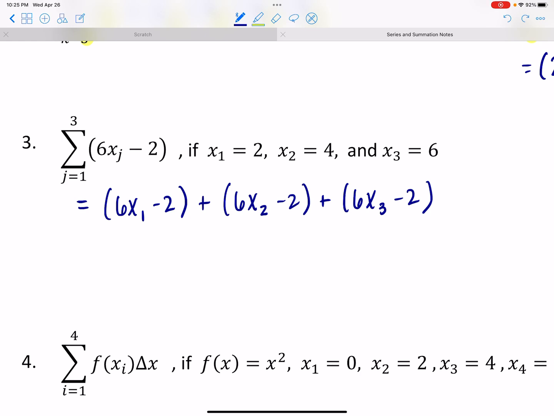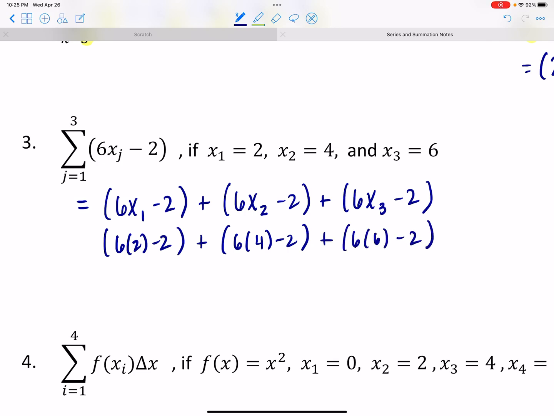So this becomes 6 times x sub 1, which is given to us as 2, minus 2. Plus here we have 6 times x sub 2, which is 4, minus 2. Plus here 6 times x sub 3 is 6 minus 2. So 6 times 2 is 12, and 12 minus 2 makes 10 here. 6 times 4 is 24. 24 minus 2 is 22 here. And then 6 times 6 is 36. 36 minus 2 makes 34 here.